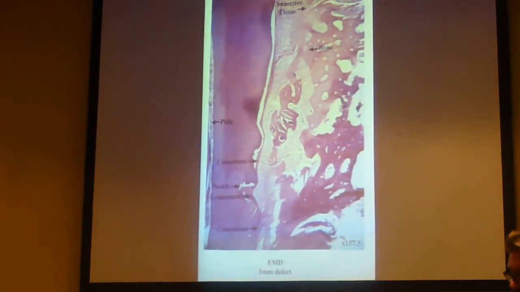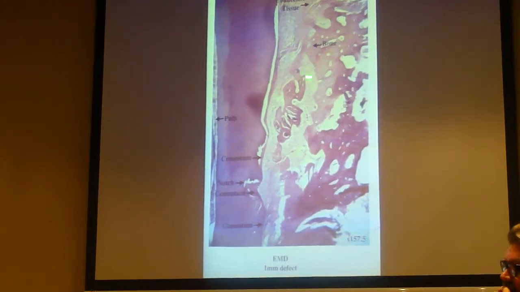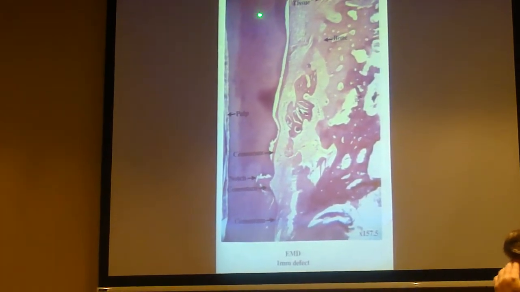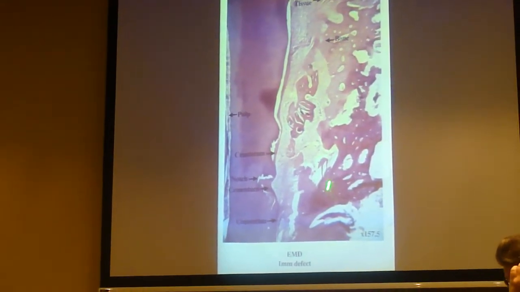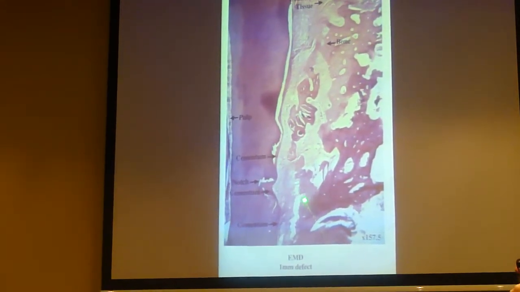This is an example of an experiment I did in some baboons. This is the side of the root here. We had created a defect around that tooth, and we put Emdogain in here alone.